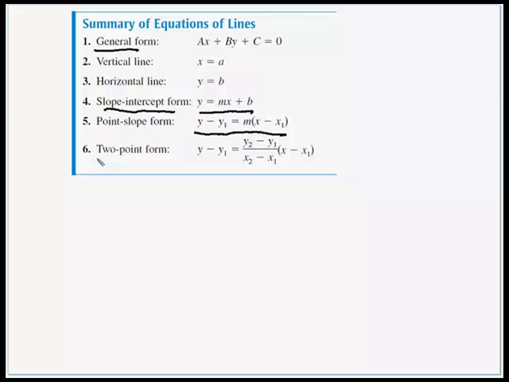And if you want to do the two-point form, all you got to do here is we take this m and replace it with the slope formula, y2 minus y1 over x2 minus x1. So if we just replace the m with the slope formula, that is the two-point form.